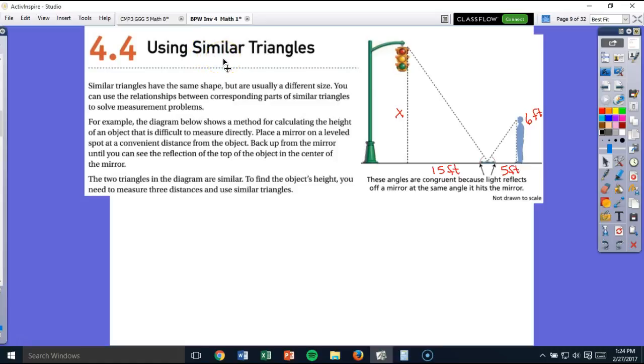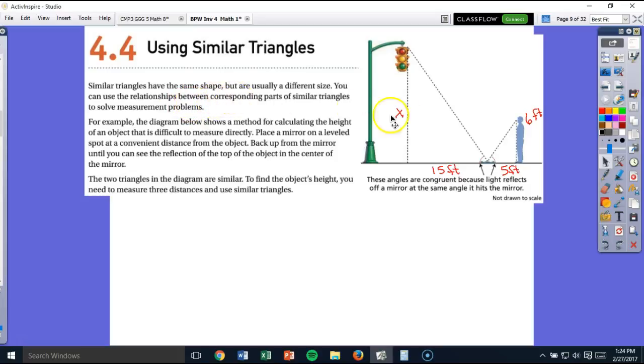So in 4.2 and 4.3, we were looking at ways to identify similar triangles. We use our knowledge of similar triangles to help us solve real-world problems. It talks about similar triangles having the same shape but usually a different size. You can use the relationships between corresponding parts, same parts of similar triangles, to solve measurement problems.